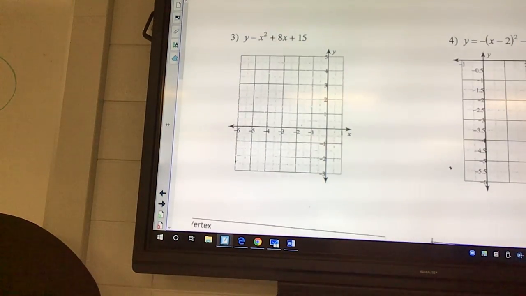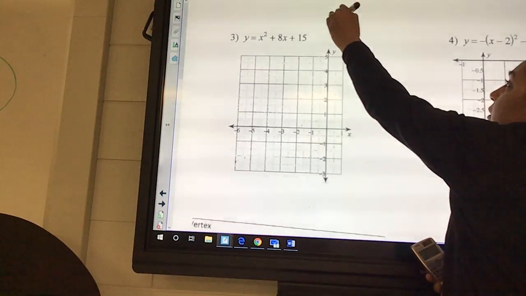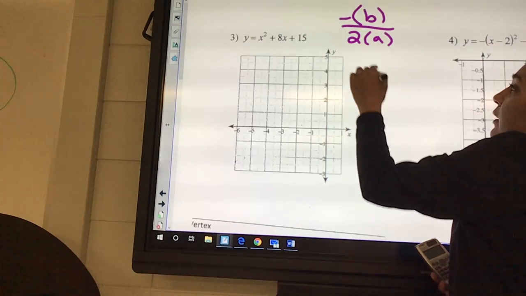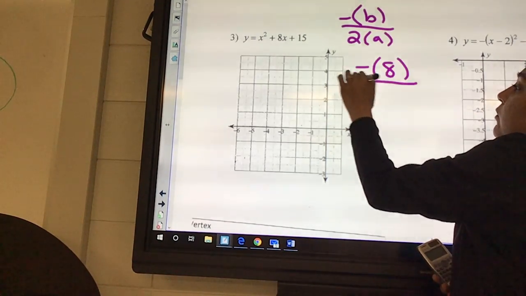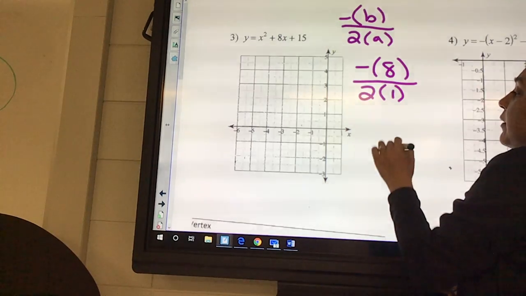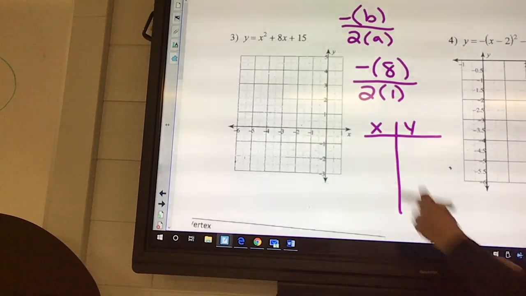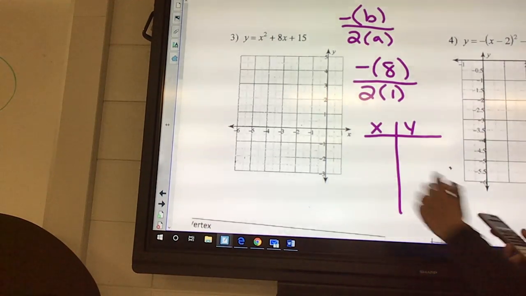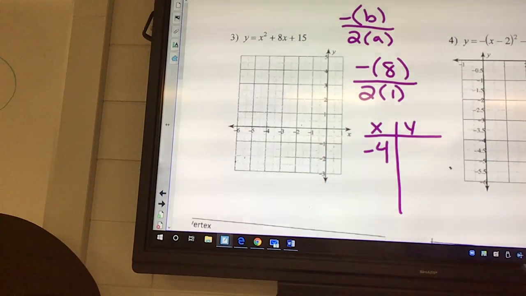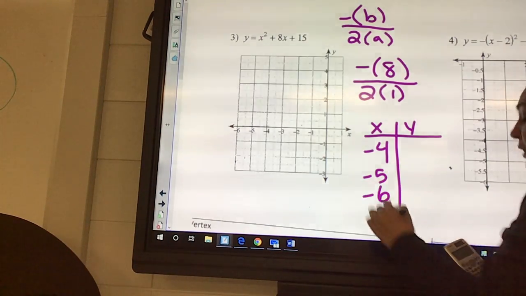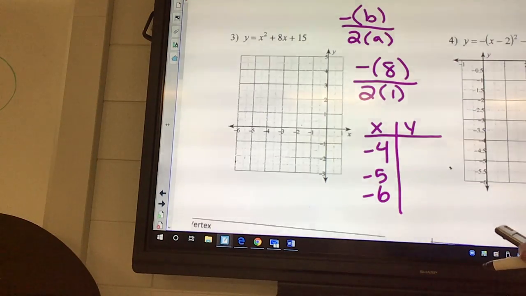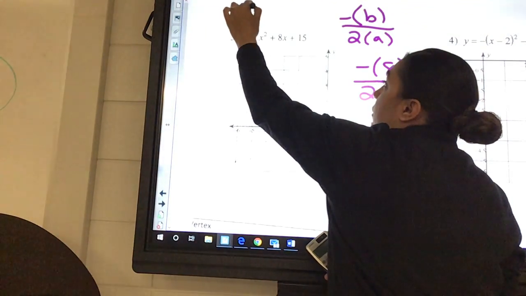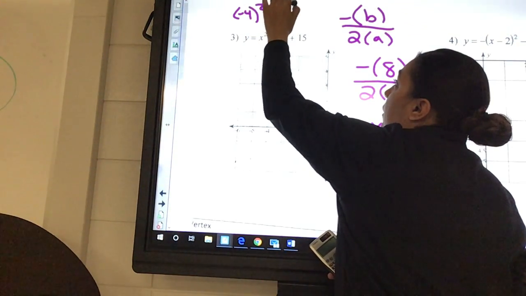Okay, so we can see that this one is in standard form, and so for standard form, we need to use the formula, negative b over 2 times our a. So it's going to be negative 8 over 2, and my a in this case is 1. Then you make your chart. My first number is going to be -4, and then we pick 2 more, so it's going to be -5, -6. Then we can plug it in. Just a reminder, everywhere there's an x, we should be putting in a -4.